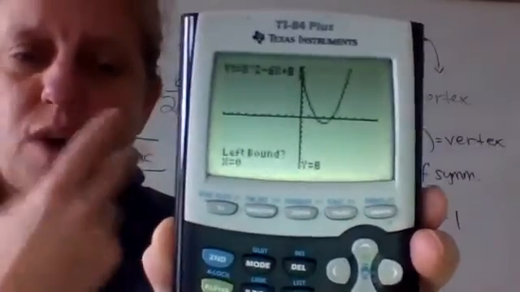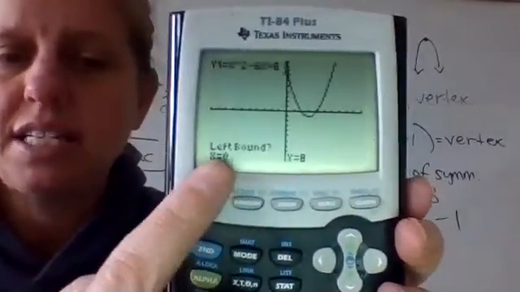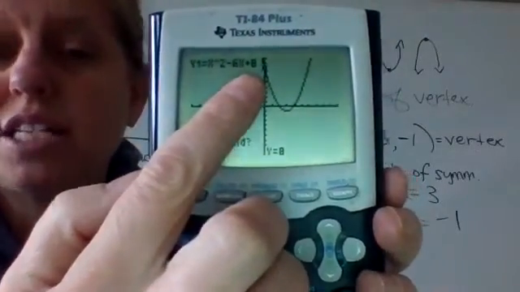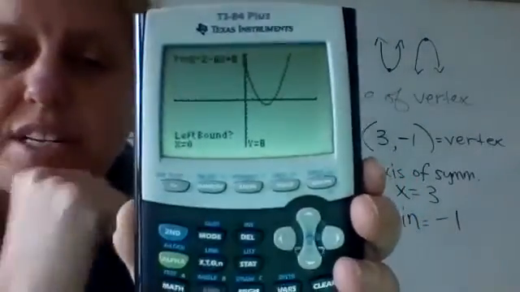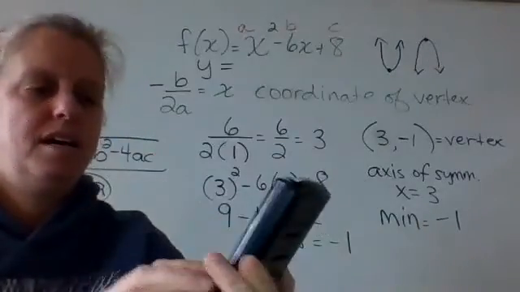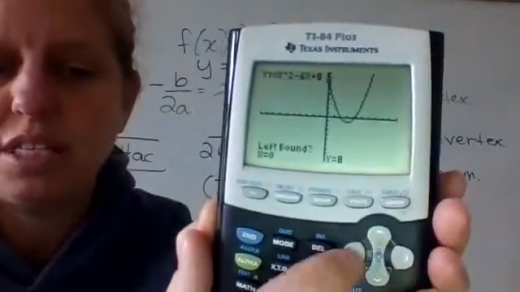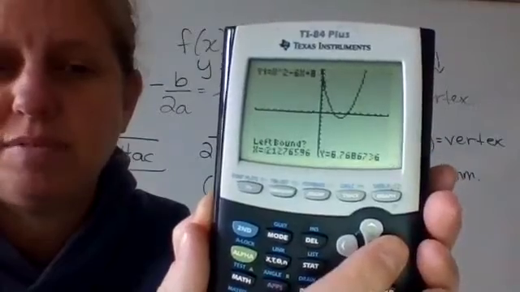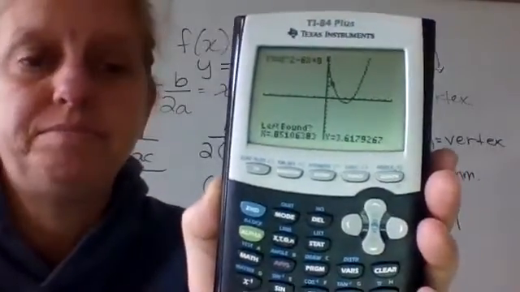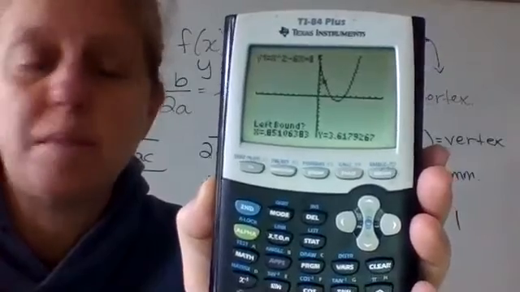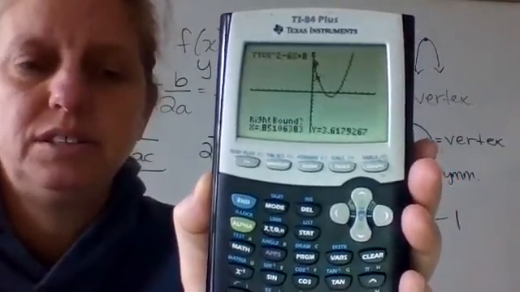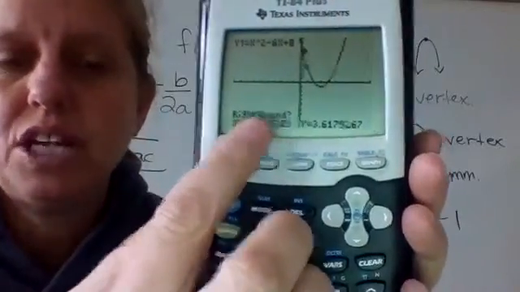So it's going to ask you two questions. The first thing it's going to say is left bound, okay? Which means you see this cursor blinking. It's going to ask you, is it on the left side of that U? Is it on the left side of the parabola? Okay, and here's how you move the cursor with these buttons right here. So you'll see it's on the left side. So hit enter. That's just confirming it. It can be anywhere on the left side of the parabola. So hit enter. Now it's going to ask you, is it on the right side?